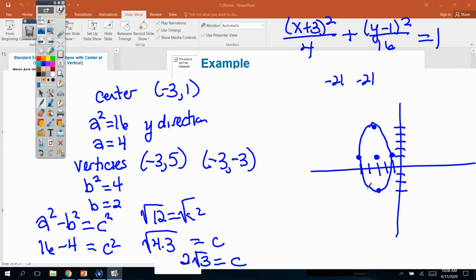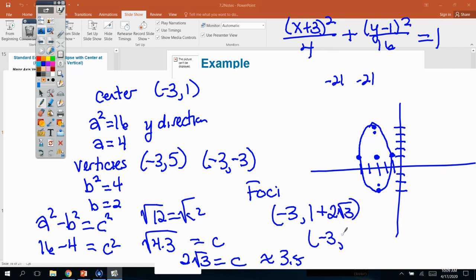I mean, I can. 2 square root of 3 is about 3.5. If that helps me count, that's fine. From here, 3.5 will be about here and here, okay? But I need to know the exact ordered pairs. So where would those dots be? Okay, well, what stays the same? One thing always stays the same on the center, still at -3. And then what did I do? I went from my center 1, and I went up 2 root 3, and I went down 2 root 3. So I'm at 1, up 2 root 3, just add it to it, and then down 2 root 3.